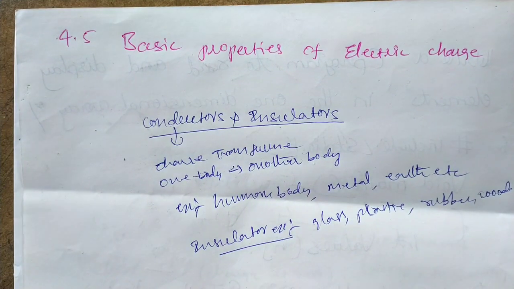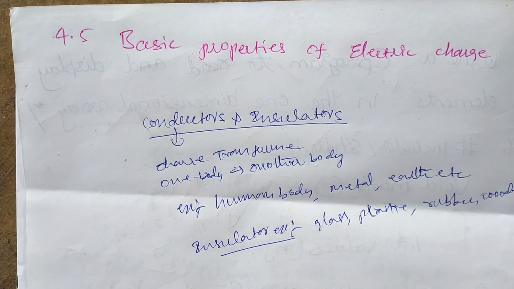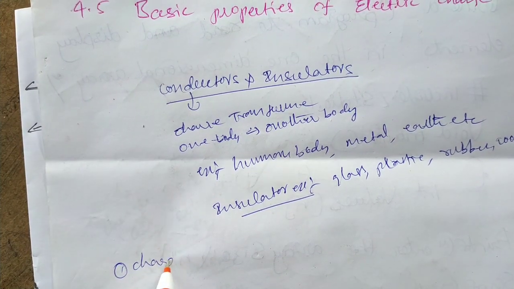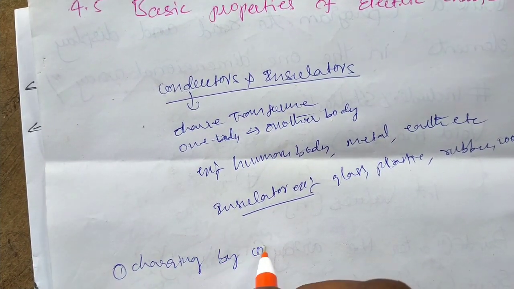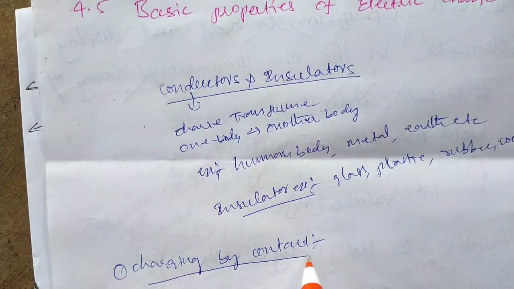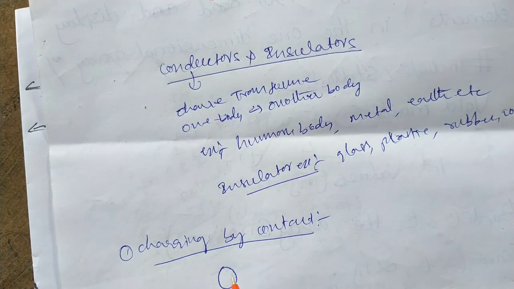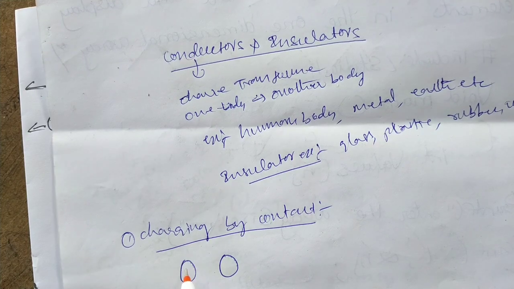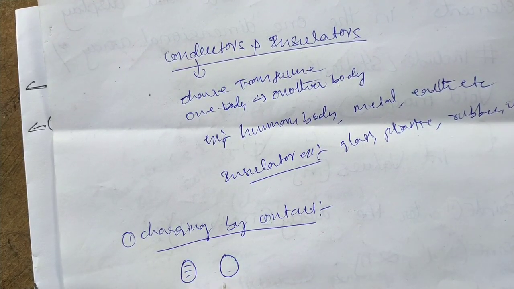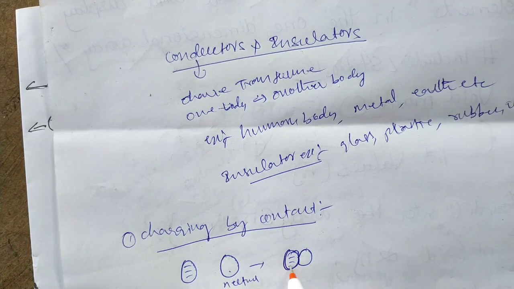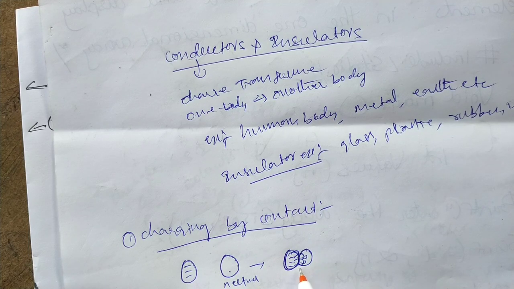Now, methods of charging. The first one is charging by contact, which means direct contact. One body is neutral, and another body has a net charge. Contact means both are in a touch point, so the net charge can be transferred to the other body. Both are the same metal.